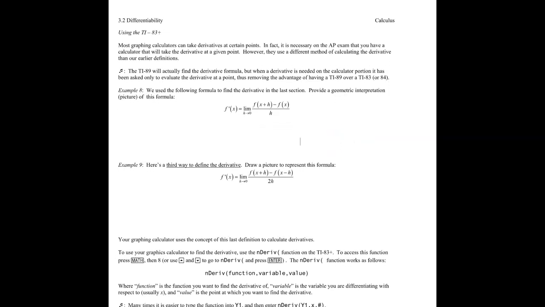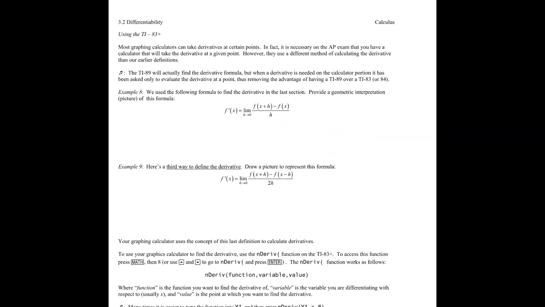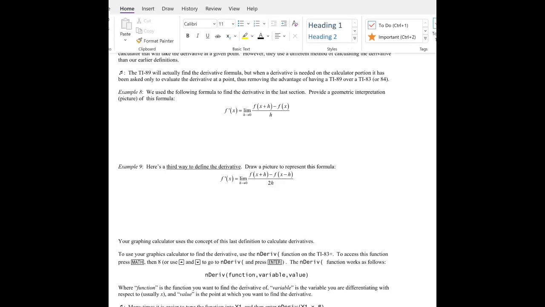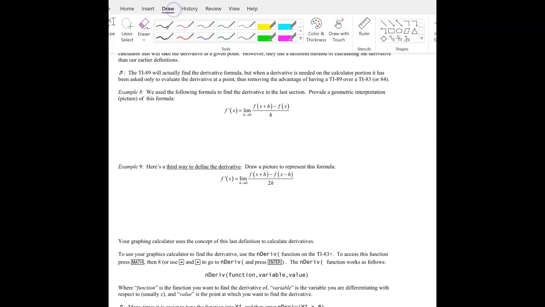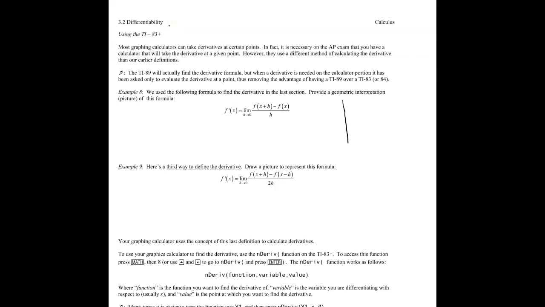Alright, so example 8 says we use the following formula to find the derivative of the last section, provide a geometric interpretation of this particular bit. So I'm going to start by drawing a picture. Alright, so there's my x-axis, there's my y-axis, that's nifty. Alright, so let's say that this here is my graph, just for shiggles.